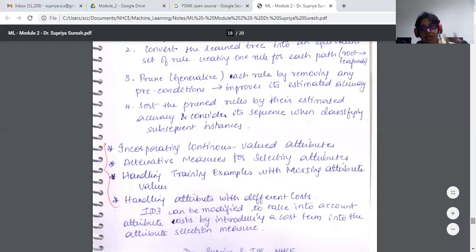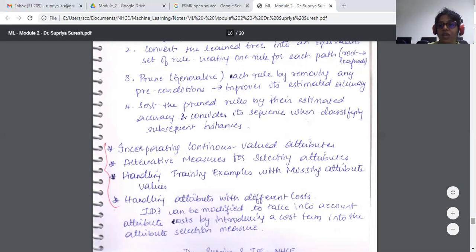Now we were taking the gain, right? Whichever had the highest gain, we used to pick, so you can give a cost function associated with it. When you give a cost function associated with it, the creation of the decision trees becomes easier. So these are some of the issues that decision trees can handle.